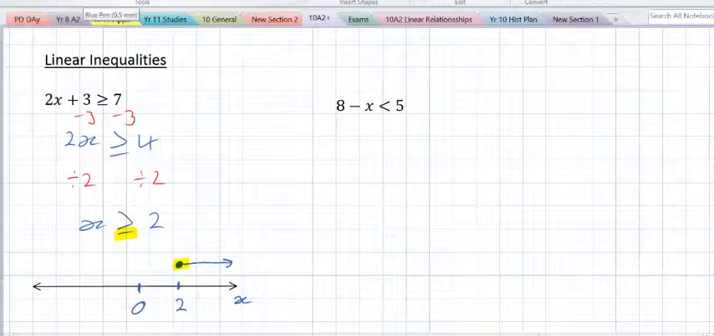How many questions are in the exam? Lots. And what's it out of? It'll be out of 90-ish. So I've got to get 45 marks. There's the aiming time.